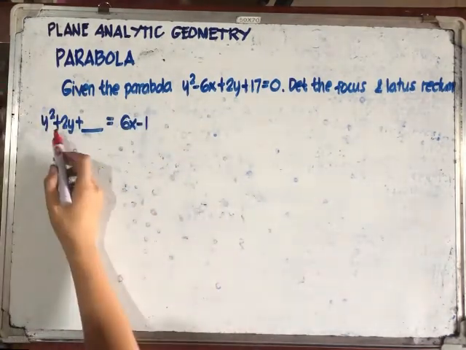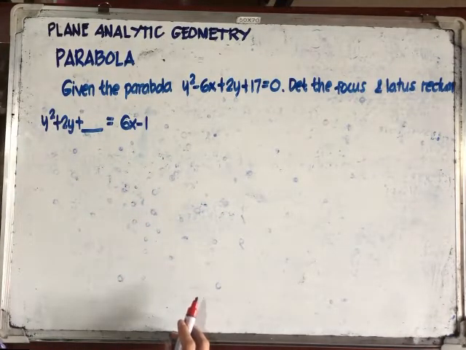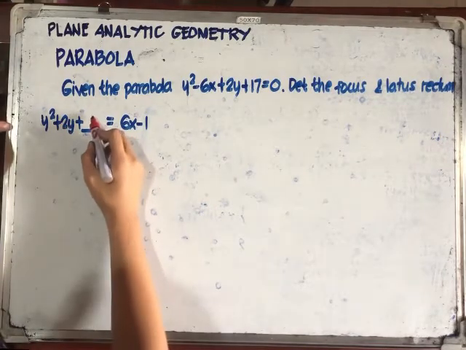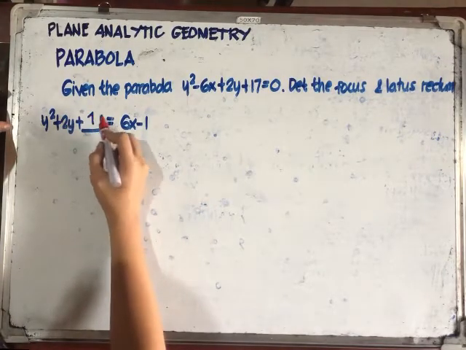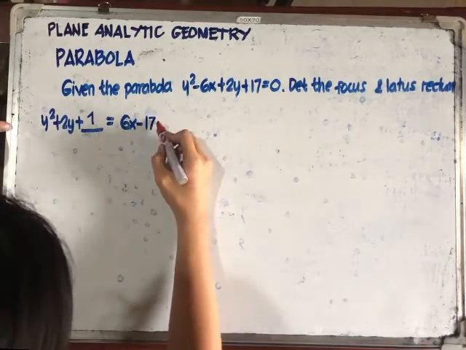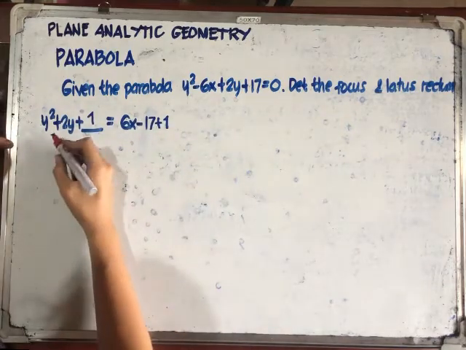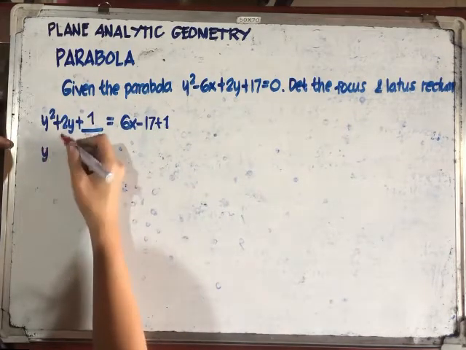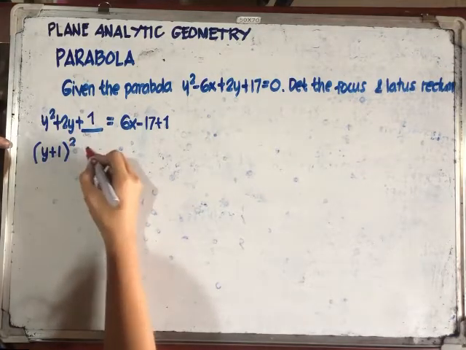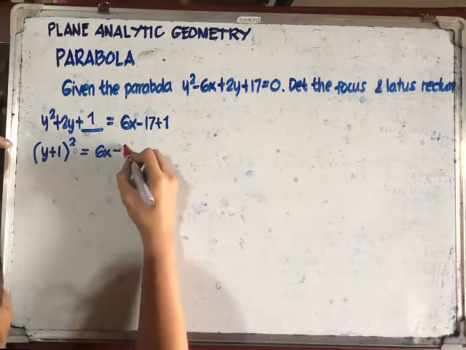And to complete this square, again, that's b over 2 tapos quantity squared. So, 2 divided by 2, we need to add 1 here. 2 divided by 2 is 1. 1 squared is 1. So, this is minus 17. Tapos, we need to add 1 here as well. So, that would give us, this would be a perfect square now. Y plus 1 squared. Tapos, on this side, this would be 6x minus 16.